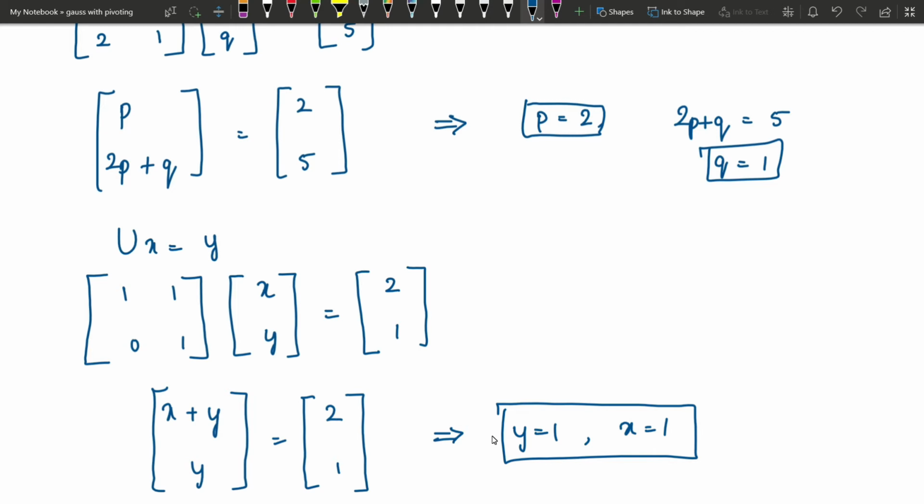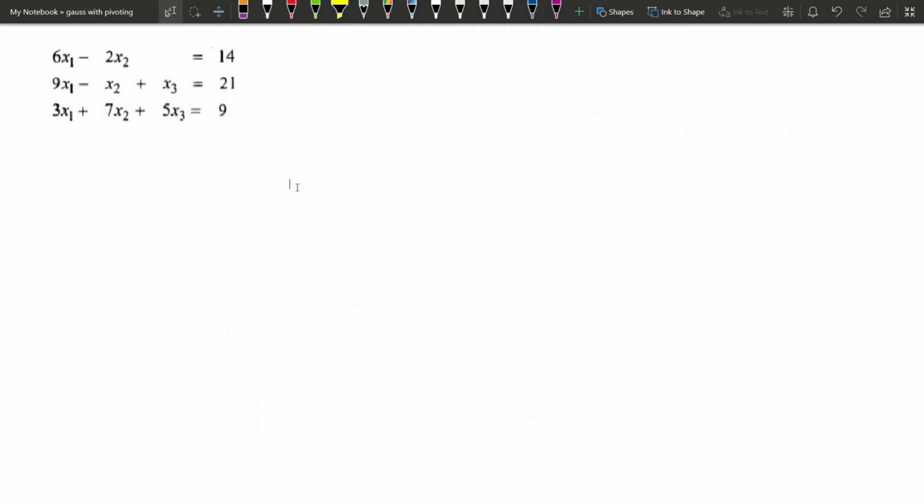So from this we can write y is 1, x plus y is 2. Since y is 1, x is also 1. This is our final solution. So here we have solved a system of linear equations with two unknown variables using the LU decomposition method. Now in the same way, we are going to see how to solve a system with three unknown variables.